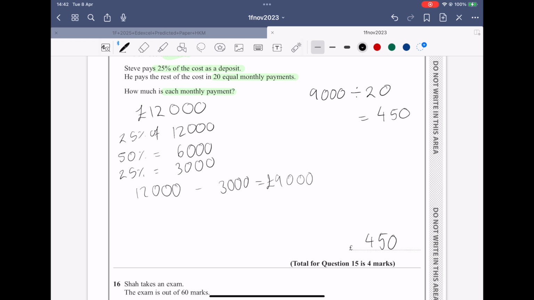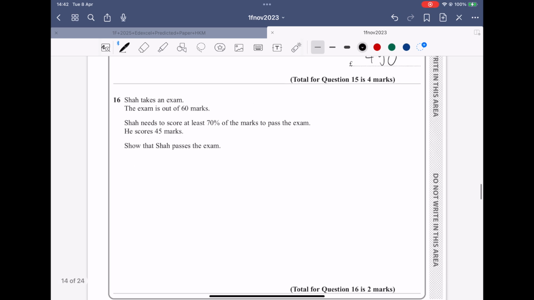Okay? Moving on, number 16. Shah takes an exam. Exam is out of 60. Needs a score of at least 70% to pass. He scores 45. Show that he passes. So this person gets 45 out of 60, and my first thought is we've got a fraction here. Can we simplify it to see if we can work out what it is as a percentage? Because at the moment, I can't read that and go, oh, I know what that is, definitely.